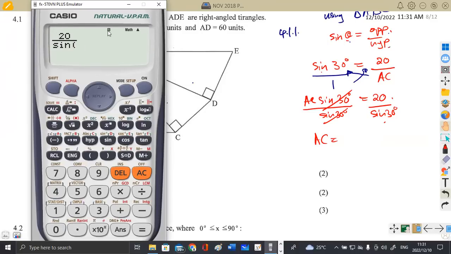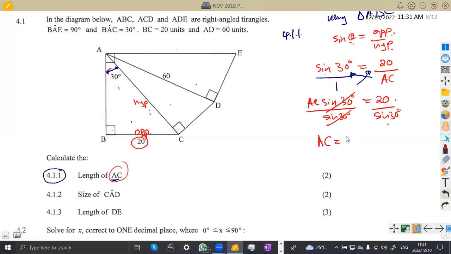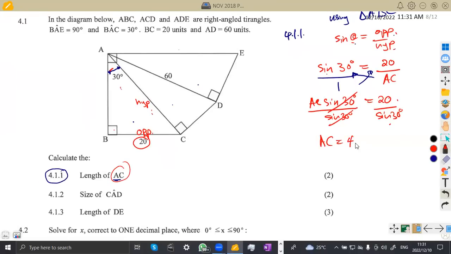Okay, the other thing, make sure that your calculator is in degrees. My calculator has an error there, which is radians, so I have to change the setup here to degrees, which is 3. So make sure that your calculator is in degrees. Okay, so this is 20 over sine 30 degrees. All right, like that. So we are going to obtain 40. So AC is equivalent to 40 units. So that's what you're going to have.